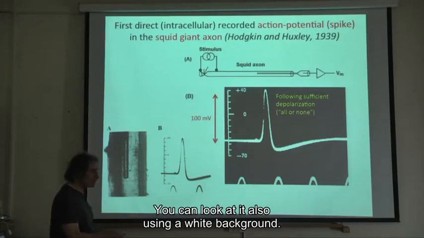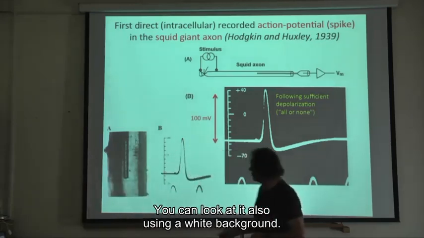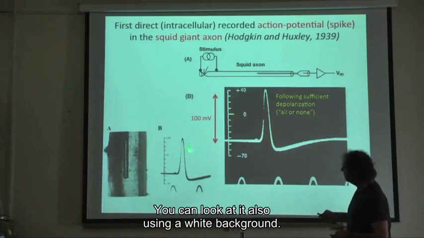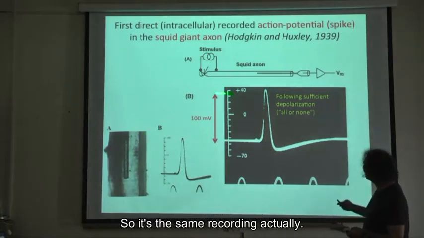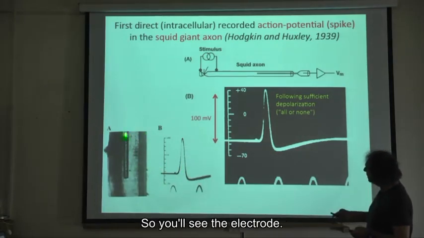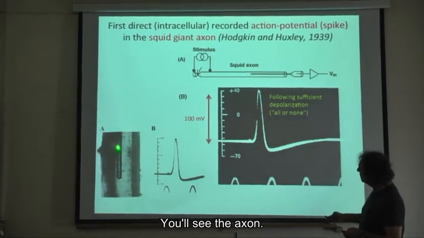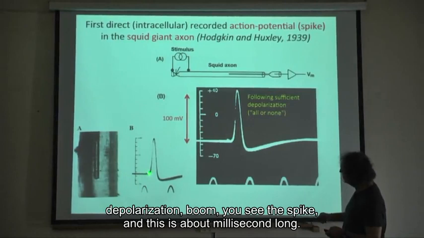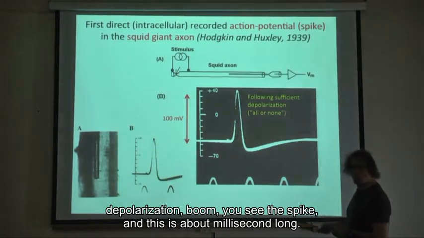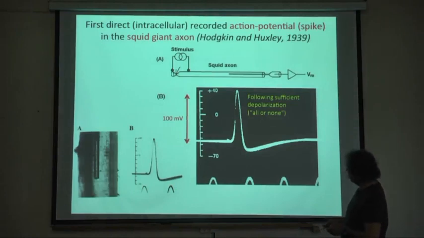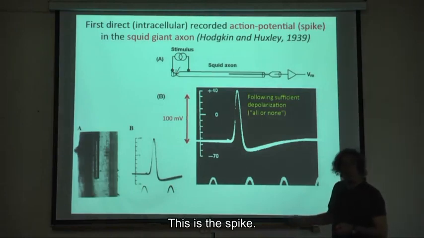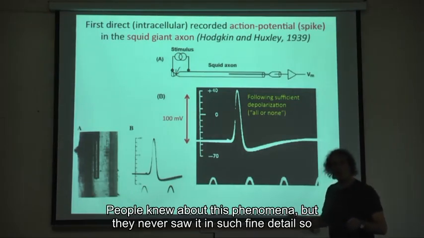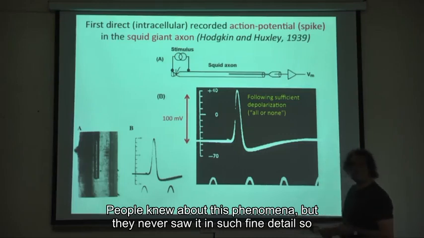You can look at it also using a white background, so it's the same recording actually. So you see the electrode, you see the axon, and you see the stimulation here, and suddenly here, if there is enough depolarization, boom, you see the spike. And this is about a millisecond long. So this is the spike. This is a new phenomenon. People knew about this phenomenon, but they never saw it in such fine detail.